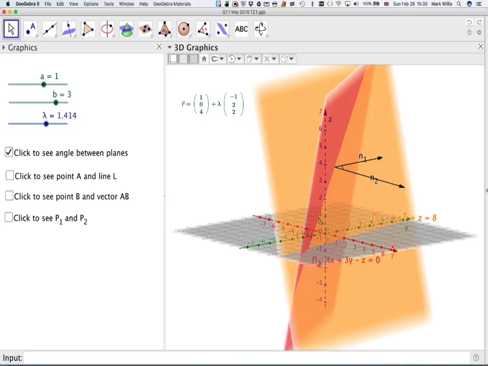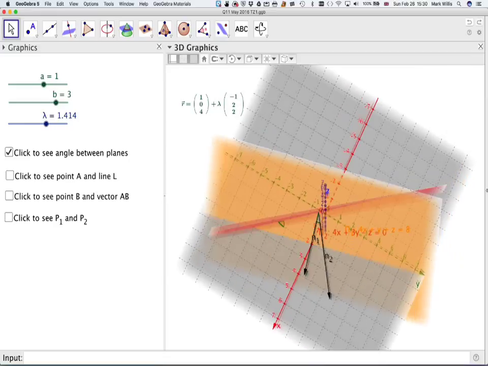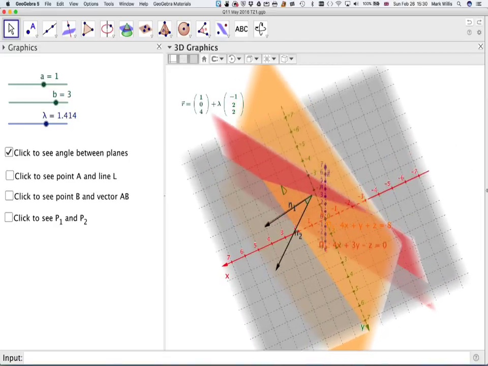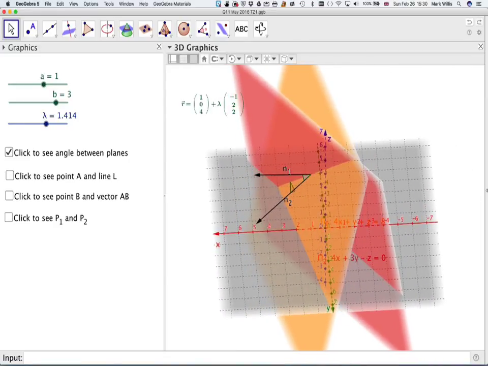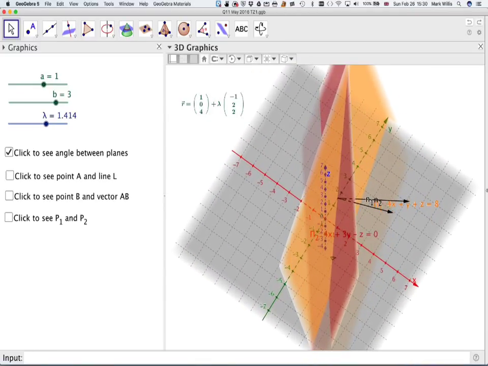Okay, it's a bit hard to see it like that. Let's have a look at it like this. You might be able to see it a bit better. If you see a line coming out of here, that will be perpendicular to both N1 and N2. So you have to find the cross product of those two vectors.